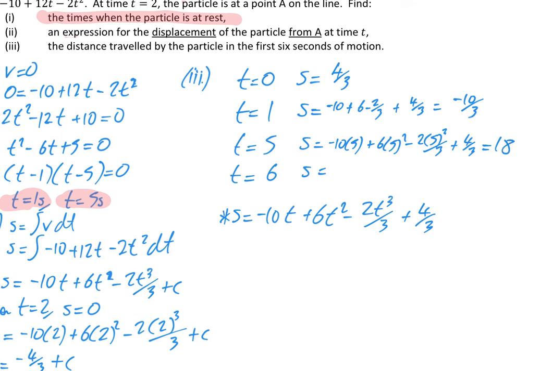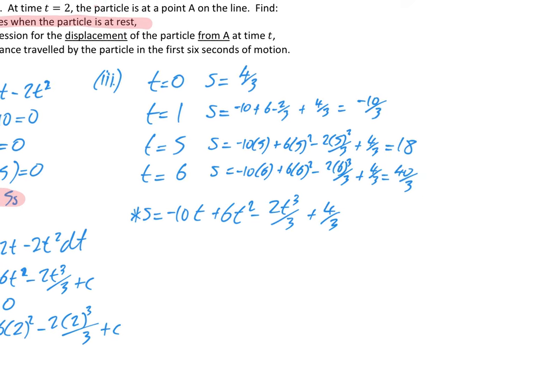And then when t is equal to 6, I'm going to have minus 10 times 6 plus 6 times 6 squared minus 2 times 6 cubed over 3, and then plus 4 over 3. And that for me worked out to be 40 over 3.